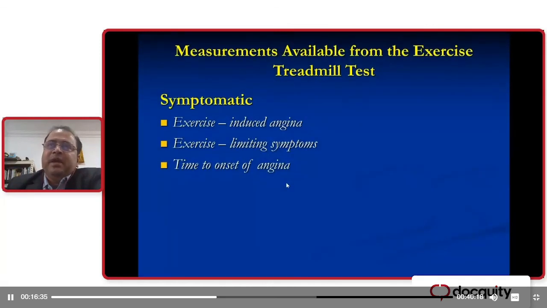Symptoms are important. If you have chest pain in stage 2, even without ECG changes, it can be interpreted as positive. But the difficulty comes when they have shortness of breath, when they have decreased effort tolerance, they cannot go on. You're not sure whether it's angina equivalent or what, so that's important.